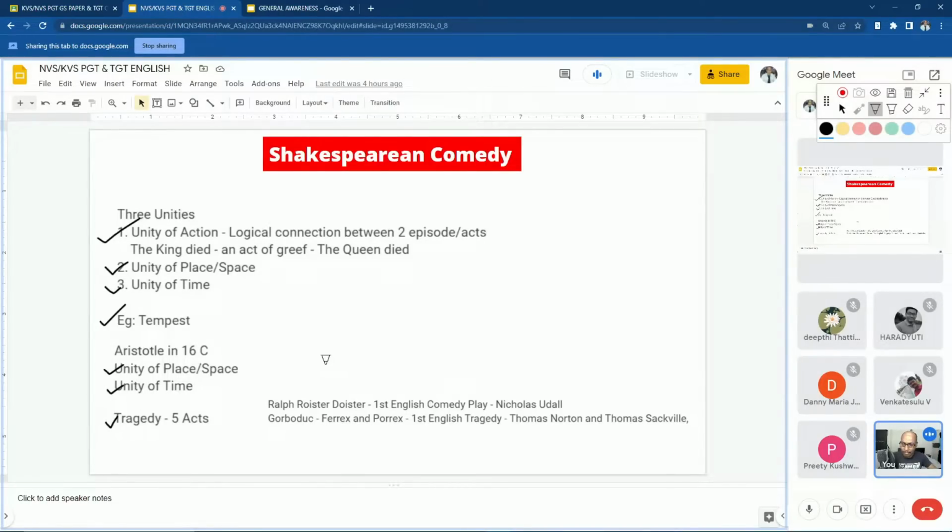And then some important information from the examination point of view. The first English comedy play was written by Nicholas Udall, and that is Ralph Roister Doister. And then Gorboduc, Ferrex and Porrex is the first English tragedy, written by Thomas Norton and Thomas Sackville. So these are some important pieces of information which I thought to share with you before I start the Shakespearean comedy As You Like It.